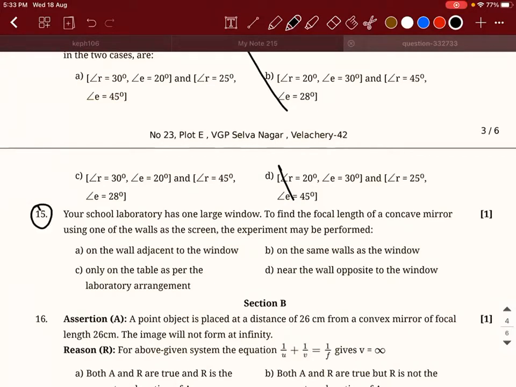15th. So your school laboratory has one large window. To find the focal length of concave mirror using one of the walls as screen, the experiment may be performed on the wall adjacent to the window, on the same wall as the window, on the wall only on the table as per the laboratory requirement, near the wall opposite to the window. So what would be the answer? You guys think and tell me.